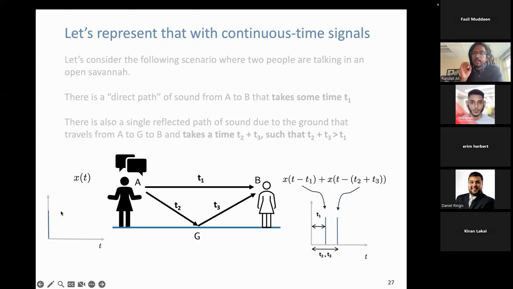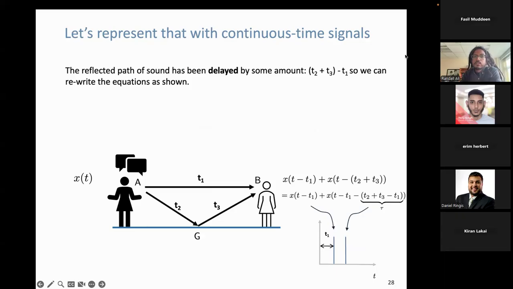So let's think again in terms of impulse responses. Let's say at point A here, I had an impulse x of t, which is just some delta function. What's going to appear at the output at B is two peaks, right? I'm going to see one that's been delayed by some time t1, which I denote as x of t minus t1. And then the other one that's going to be delayed by some time t2 plus t3, which I'm simply going to write as x of t minus (t2 plus t3). Okay, so that's mathematically how we represent the process here.